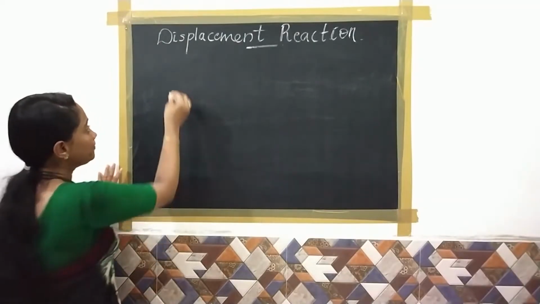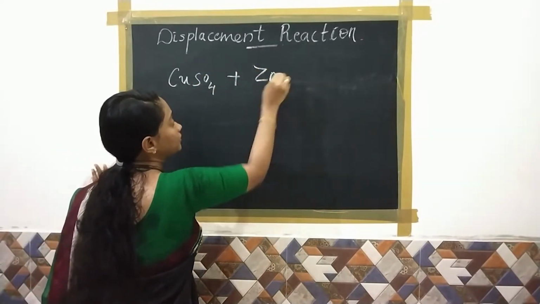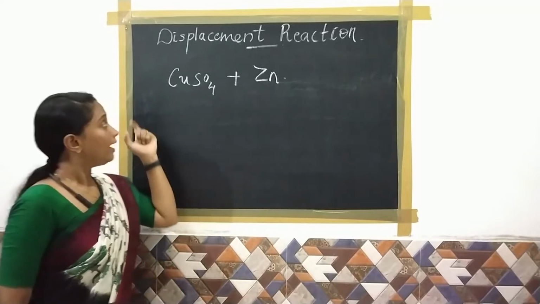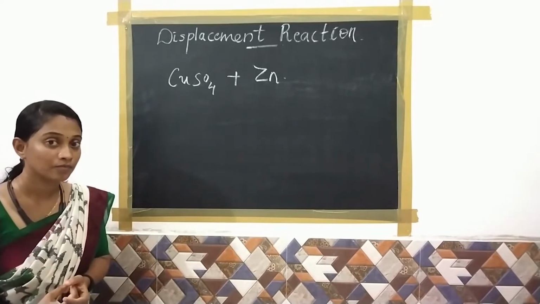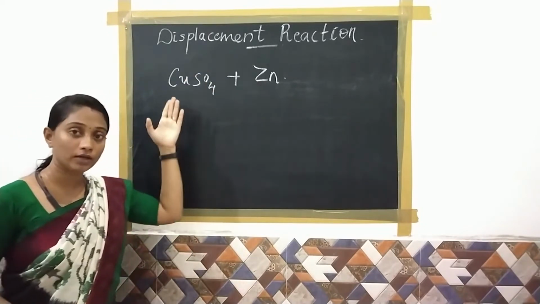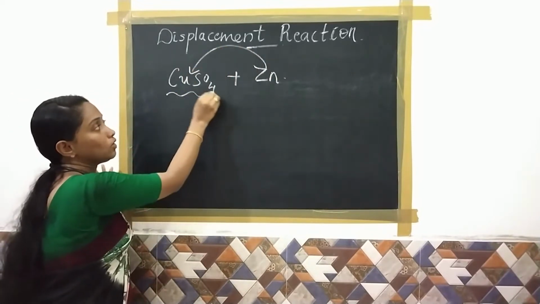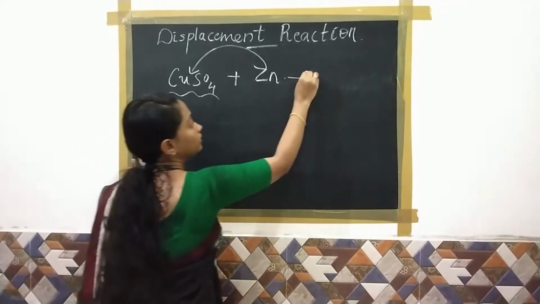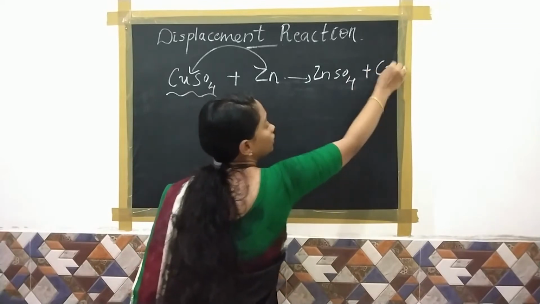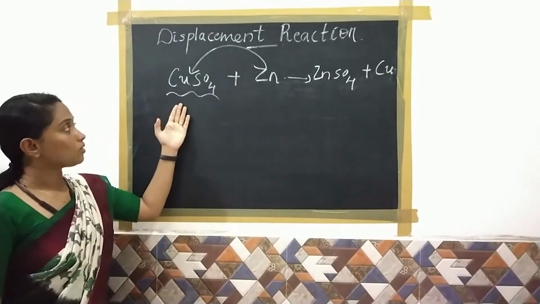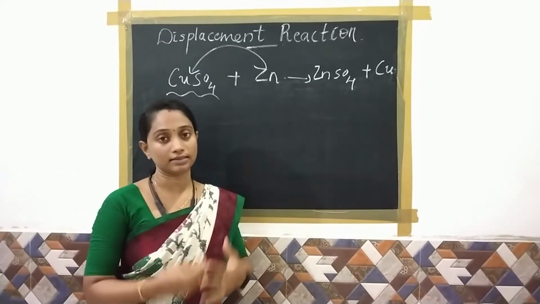In the chemical equation, to this copper sulfate we are adding the zinc granules. The zinc granules, that is a metal, and in copper sulfate, copper is a metal. Here which one is more reactive? Here zinc is more reactive than copper. So it displaces the place of copper from this copper sulfate and forms zinc sulfate and copper. Here, this copper sulfate is blue in color and the zinc sulfate is a colorless solution.